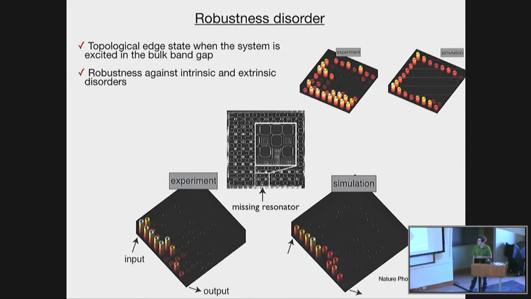Okay? So similar, again, to integer quantum Hall, if we have some impurity in front of the propagating edge, the photon comes in. So here, the impurity is that we removed one of these resonators intentionally. So the photon comes in. It will see this obstacle. Instead of getting back scattered, it will go around the impurity and then continues its way. And that's what we saw in the experiment.